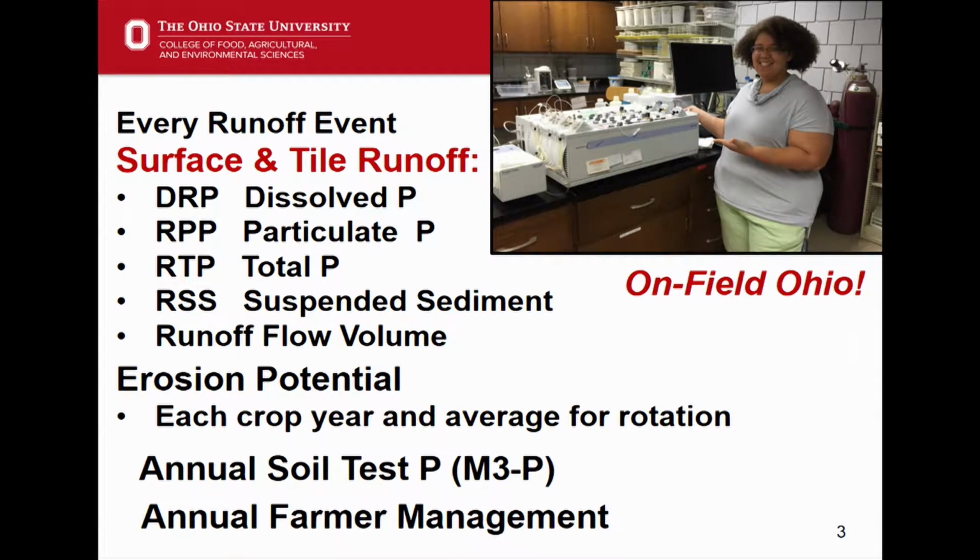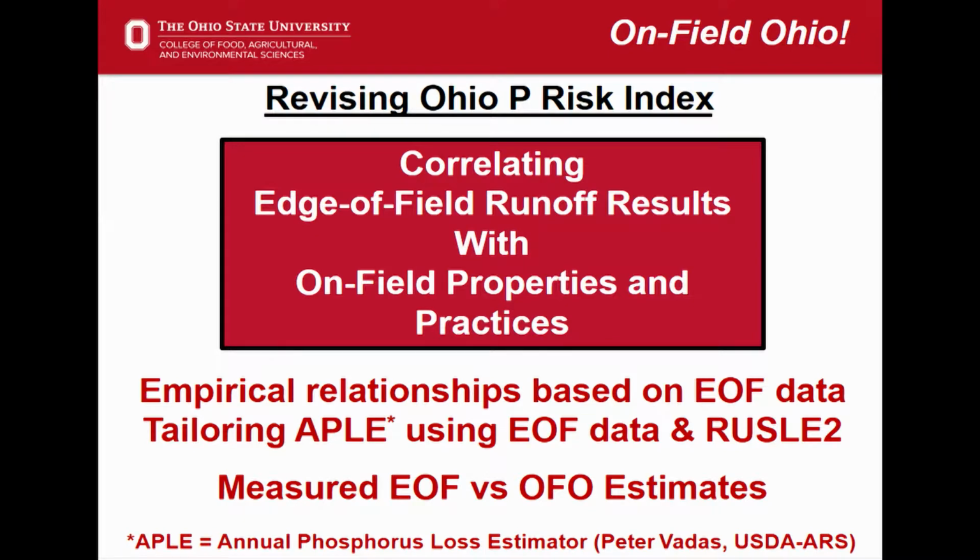For every year on all of our fields, we looked at the erosion potential for each crop year in a rotation and averaged across the rotation. Every year we went out and soil sampled, and the farmers were kind enough to share with us all their farmer management practices. So taking all that data, we went back to the office, and we've spent the last year correlating our edge of field runoff results with the on-field properties and practices that we observed.